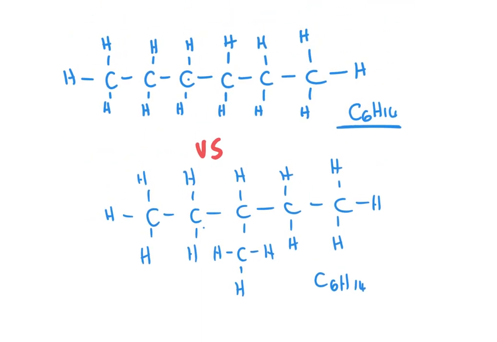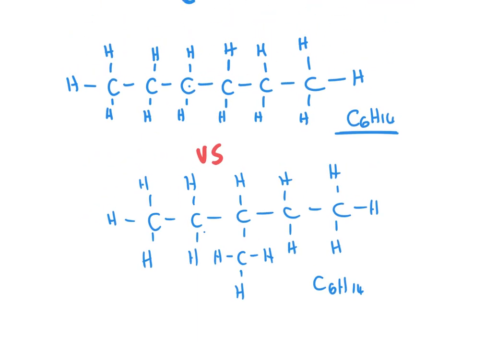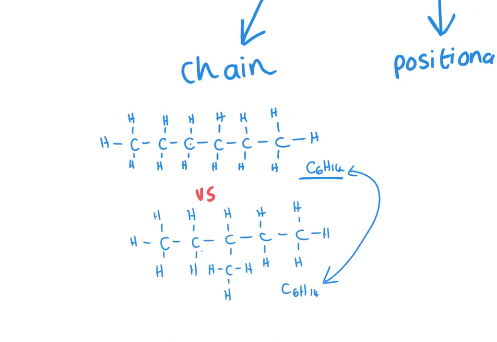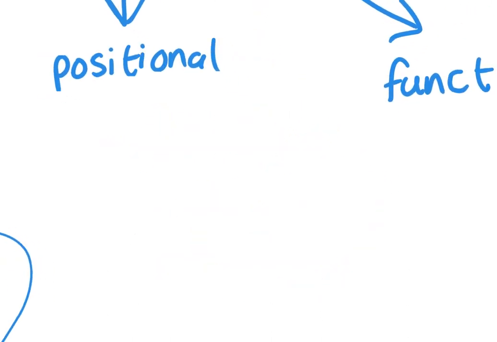This also has the molecular formula of C6H14. They are different because they have different chain lengths. They have different chains, right? But the molecular formula is exactly the same. So that's chain isomers. Okay, positional isomer is also very easy.